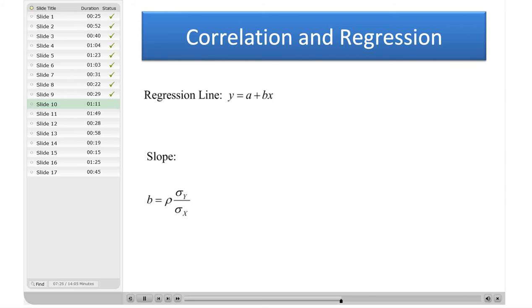So it turns out that the correlation coefficient can be used to calculate the slope. b is equal to rho times sigma y over sigma x. So in other words, if you take the correlation coefficient and multiply that by the standard deviation of the output variable divided by the standard deviation of the input variable, that will actually allow you to calculate the slope of the regression line. Now, an interesting consequence of this is that if the correlation coefficient is 0, then the slope of the regression line is also 0, and vice versa. If the slope of the regression line is 0, then the correlation coefficient also has to be 0.